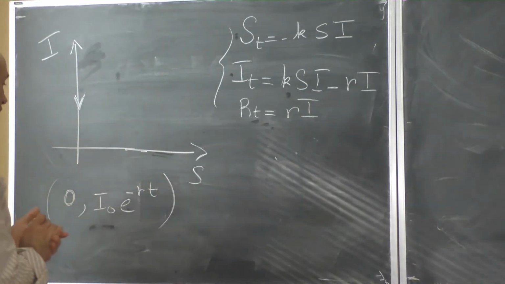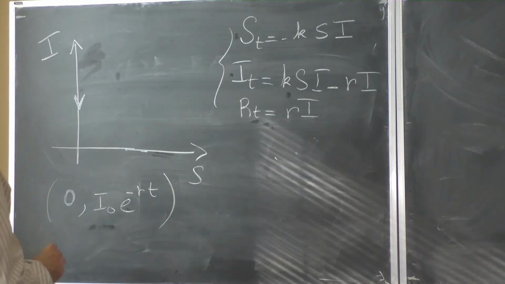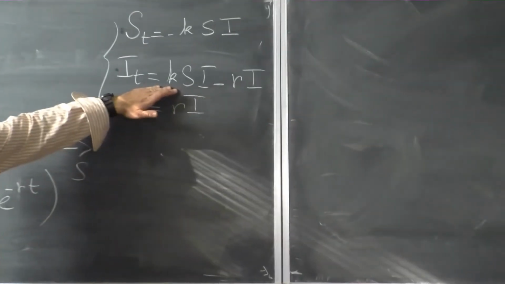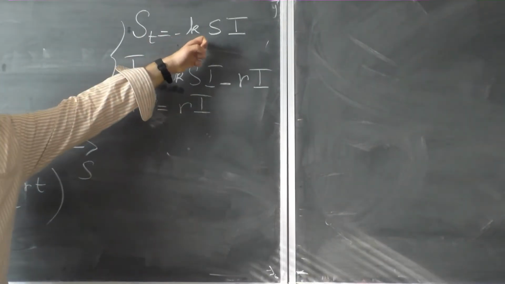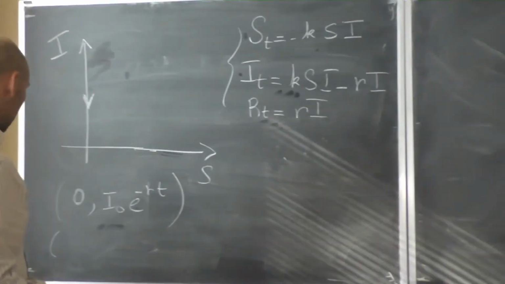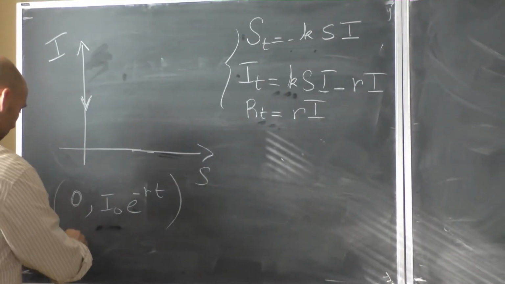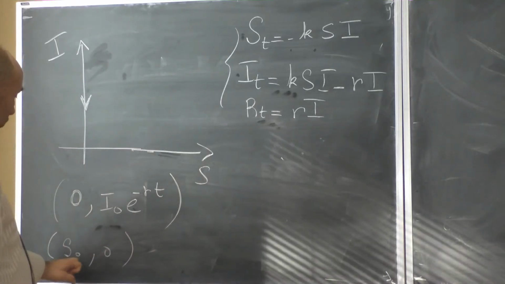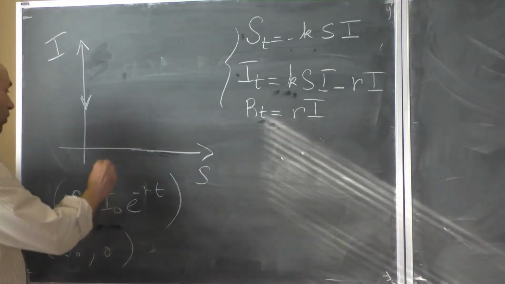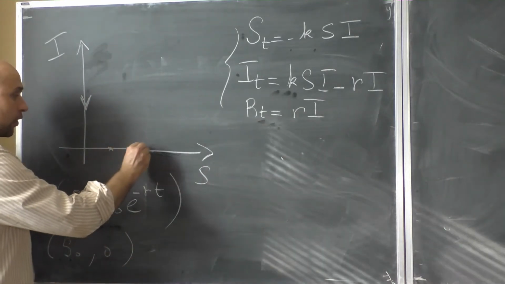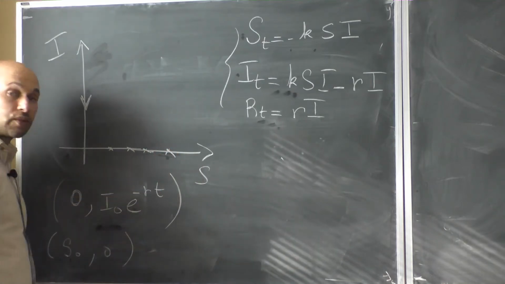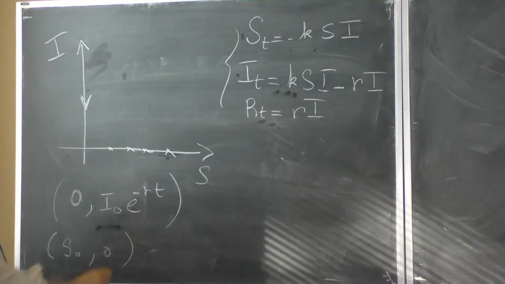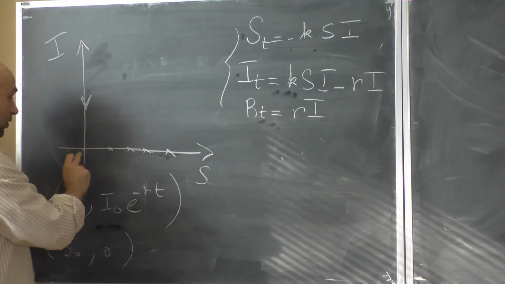And also note that if I take I equals 0, then for any s I have a solution, which means that any (s0, 0) is a solution, a stationary point actually. So here, any point is a solution and a stationary solution, right? Okay, and that's it. So also here I have a stationary point.